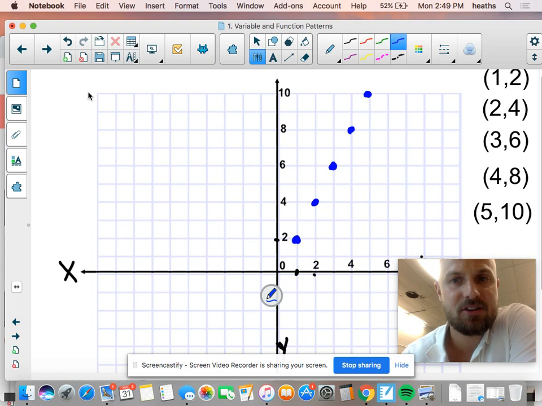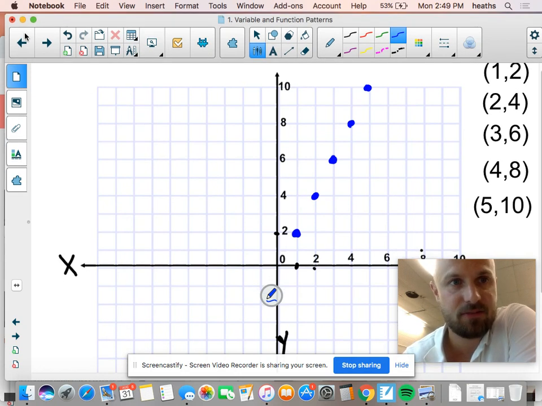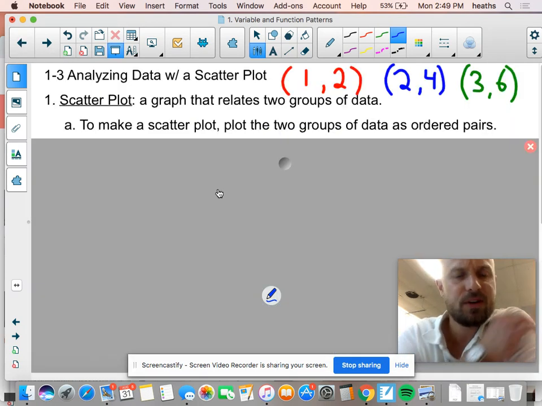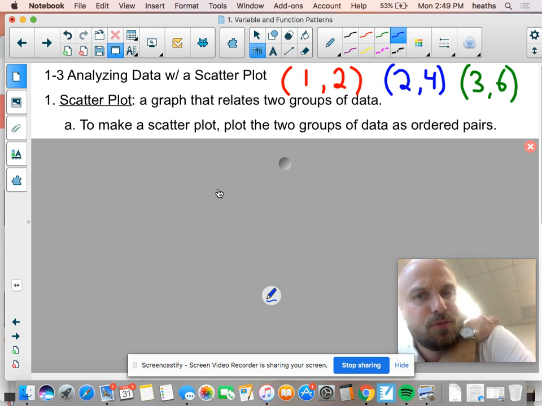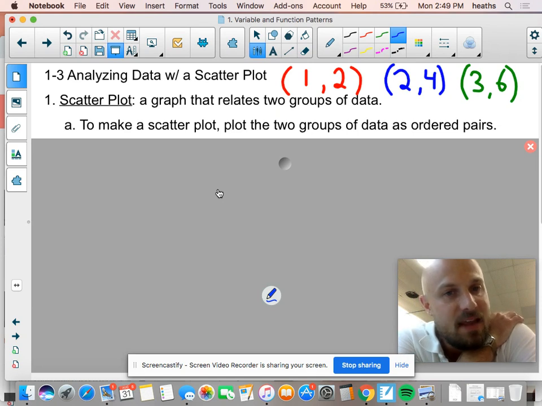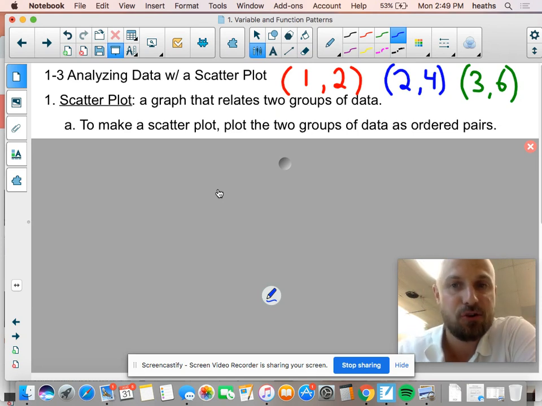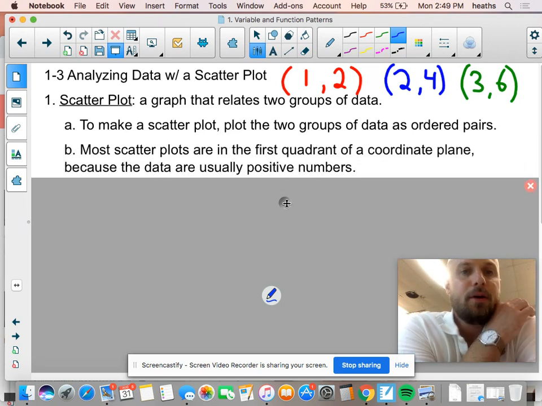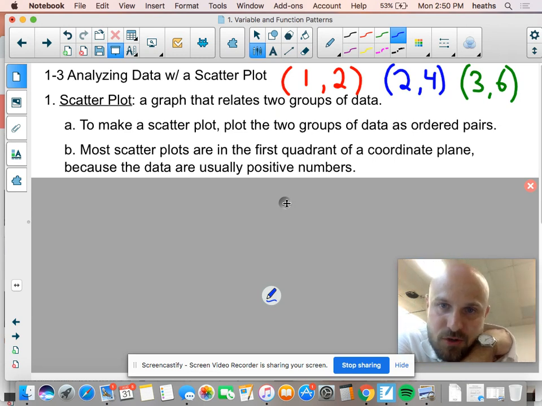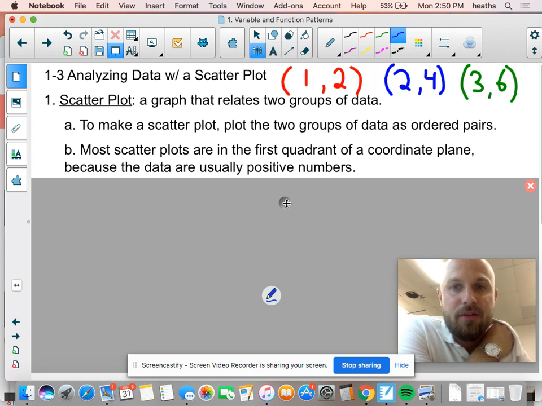I'm going to jump back to our notes. I apologize, and I'm sorry for all the jumping around, but I think it just explains things a bit better. So again, a scatter plot is a graph that relates two groups of data, so your x and y values. And to make a scatter plot, you plot the two groups of data as ordered pairs, as I just showed you. Most scatter plots are in the first quadrant, and the first quadrant is the upper right-hand corner of the coordinate plane, because the data are usually positive.